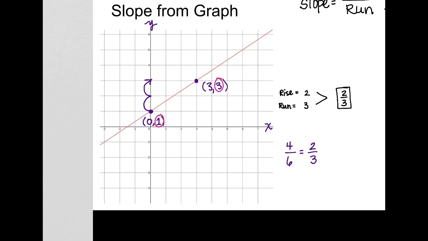Well, subtract them. And then we move 1, 2, 3 to the right. Our run is 3. That's a horizontal change, so that deals with our horizontal values. So how do you get 3 from 3 and 0? You subtract.